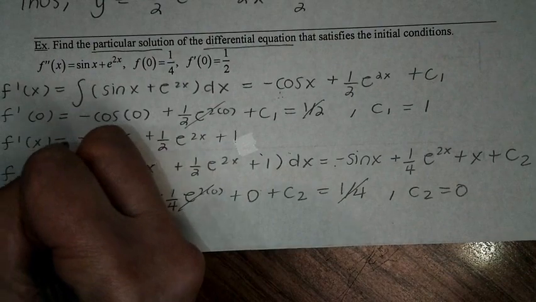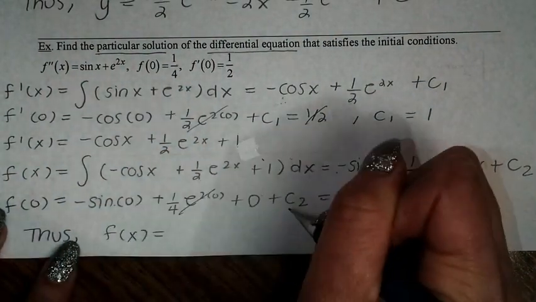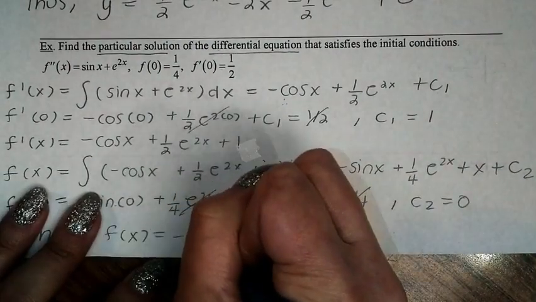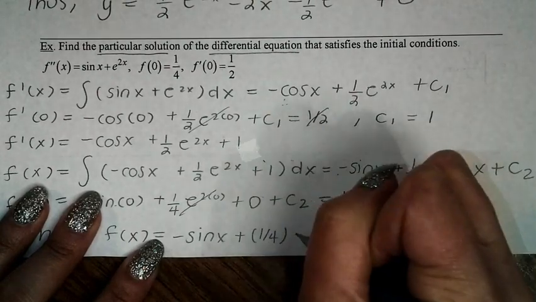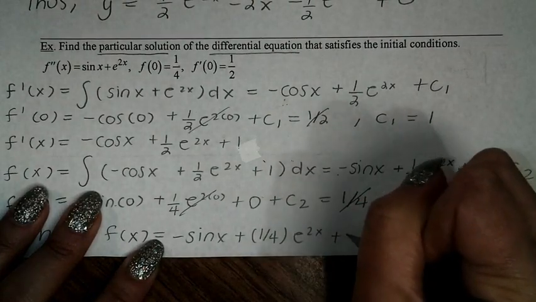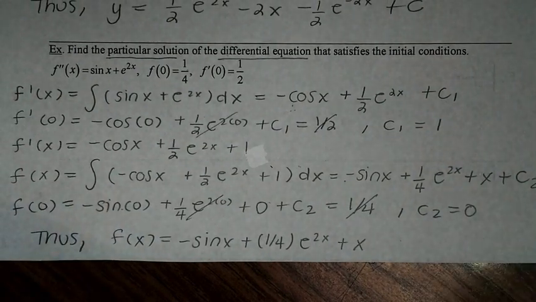Therefore, what's your conclusion here? My original function, f of x, is going to be equal to negative sine of x plus 1/4 e to the 2x plus x plus nothing, because it's a 0. And that's pretty much it for this problem.